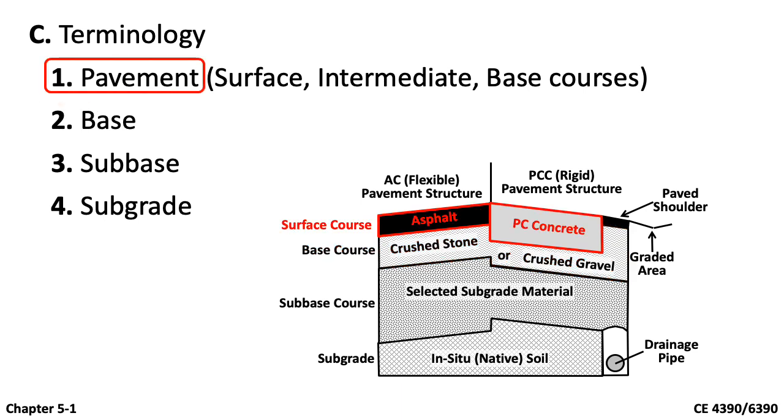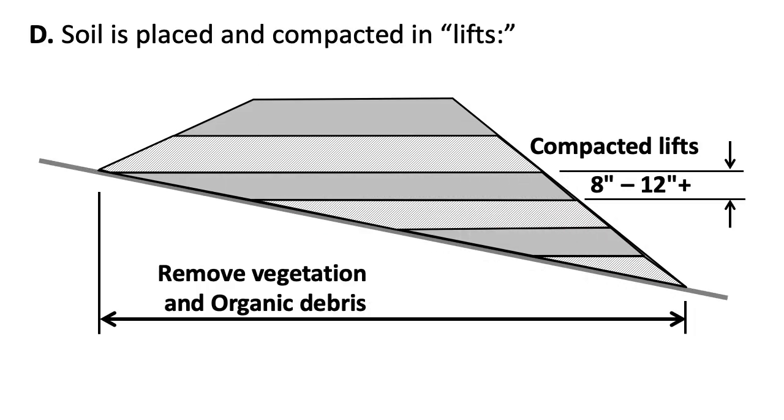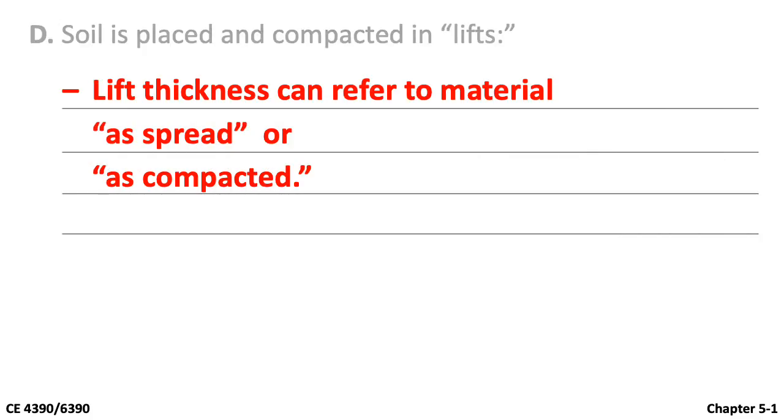The pavement is the surface course, laid on top of the base course. This layer can be asphalt or Portland cement concrete. If asphalt is used, the pavement is known as AC pavement. If you use PC concrete, it is referred to as PCC. Soil is placed and compacted in layers, also known as lifts. A compacted lift is about 8 to 12 inches. Remember that lift thickness can either refer to material as spread or as compacted.